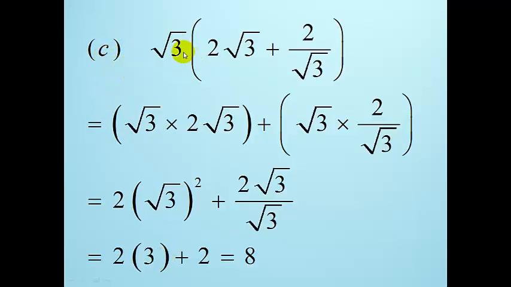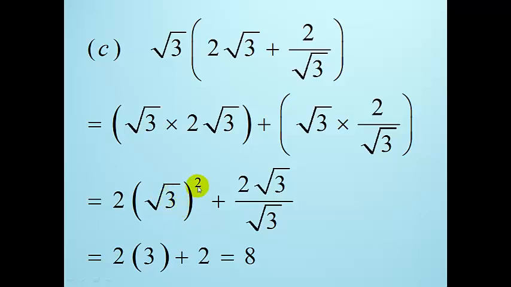Now see, √3 times (2√3 + 2/√3). Here we multiply √3 by the terms in the bracket. So we have √3 times 2√3 plus √3 times 2 divided by √3. Now when we multiply √3 by 2√3, the coefficient of the surd √3 here is 1, so we multiply the coefficients. So we have 1 times 2, and that is 2. And √3 times √3 is (√3)². Plus √3 times 2 will give us 2√3 divided by √3.